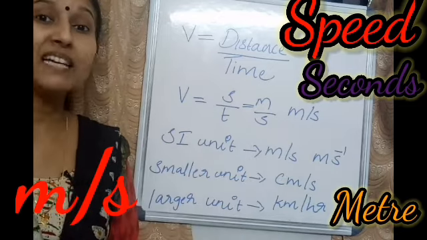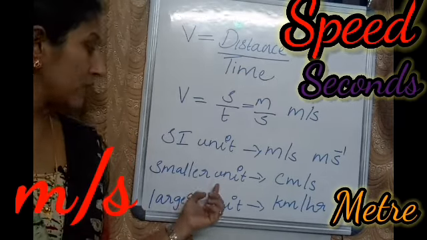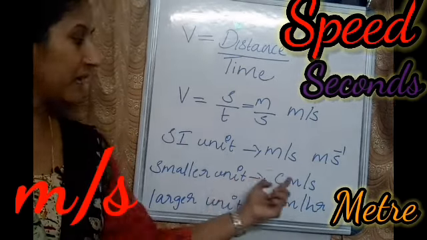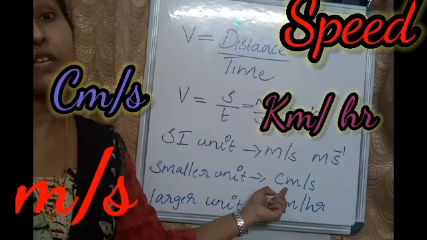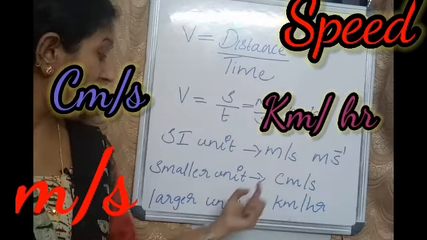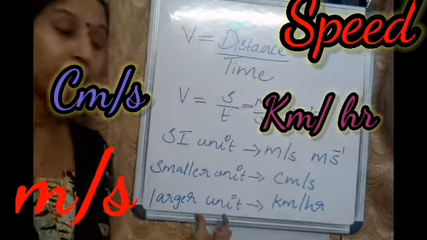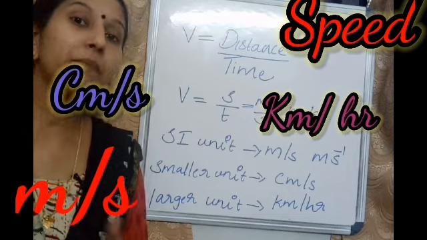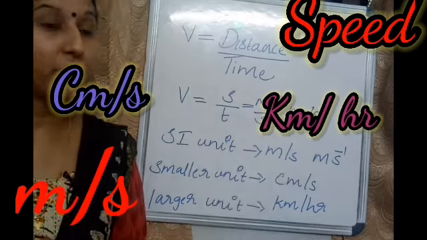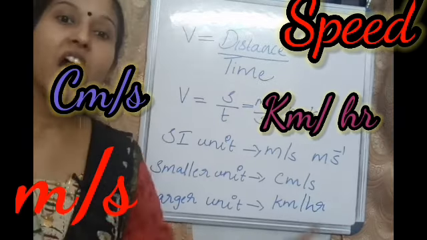Okay. And the smaller unit of speed. The smaller unit of speed is centimeter per second. Which is the smaller unit of speed? Centimeter per second. And which is the larger unit of speed? Kilometer per hour. The smaller unit, centimeter per second, and the larger unit, kilometer per hour.